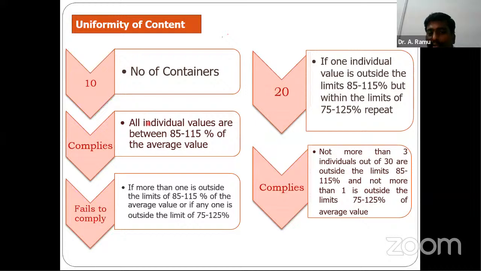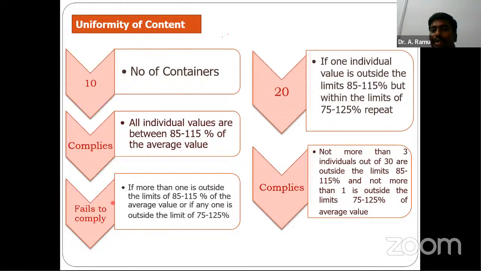So if all obtained values are between 85 to 115 percentage after performing the assay for 10 containers, it complies with uniformity of content test as per IP. So it means it passes the test as per Indian Pharmacopoeia, if all containers' values are between 85 to 115 percentage, right?